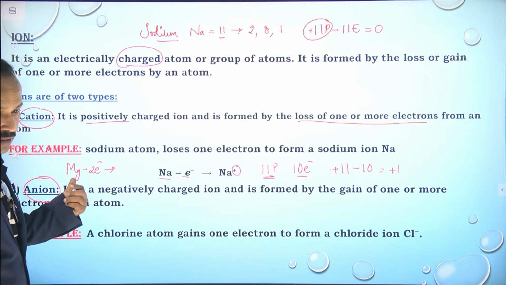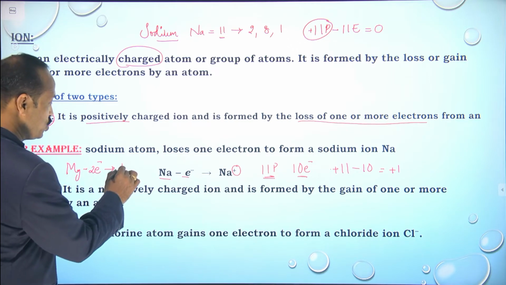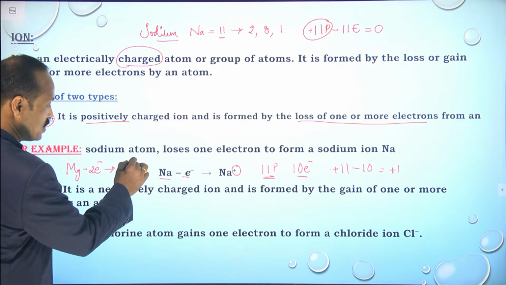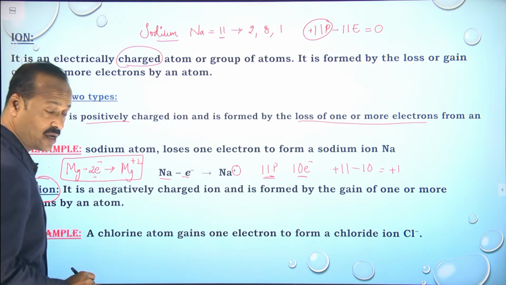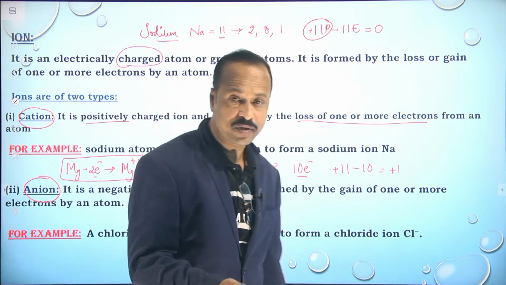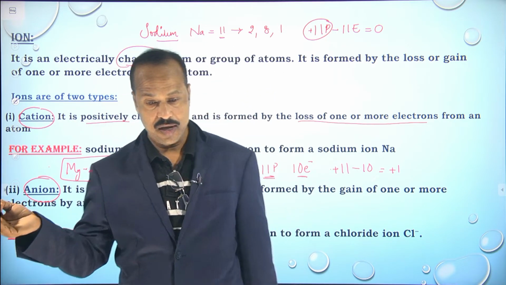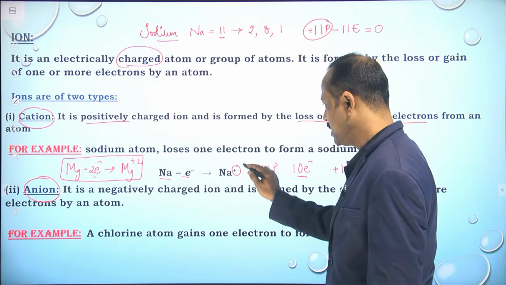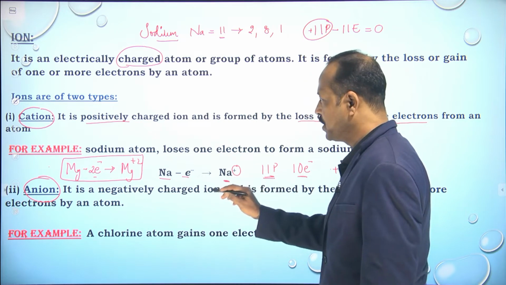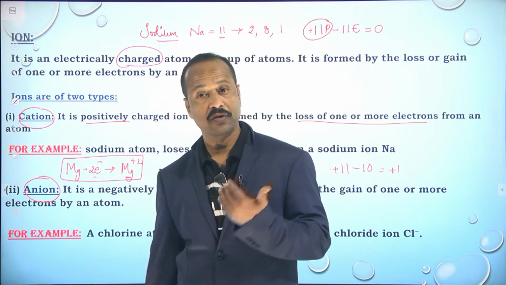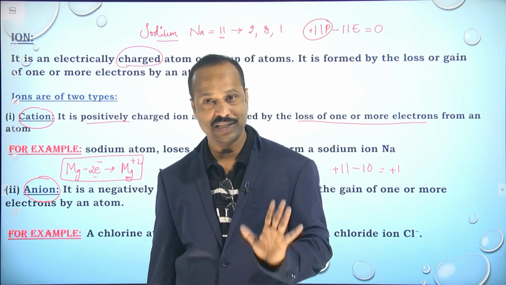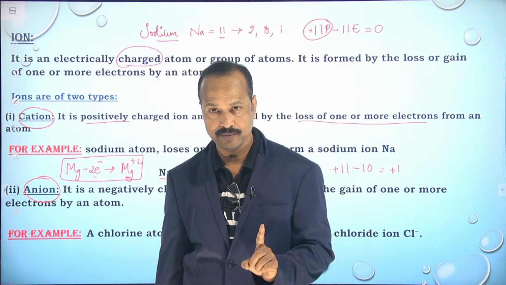When it loses 2 electrons, how can I write this now? Mg plus 2. We write it like Mg plus 2, because here it is losing 2 electrons. If it loses 3 electrons, we can write plus 3. When only one charge is there, this is called unipositive. If 2 plus positive charge is there, dipositive. If 3 are there, tripositive, and so on. Is this clear to you?